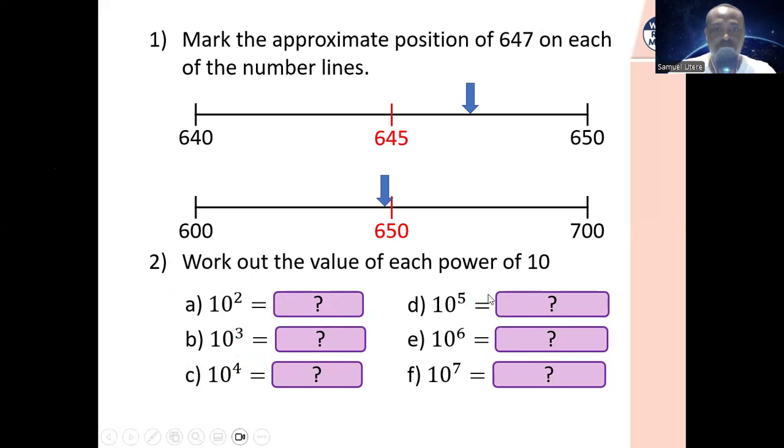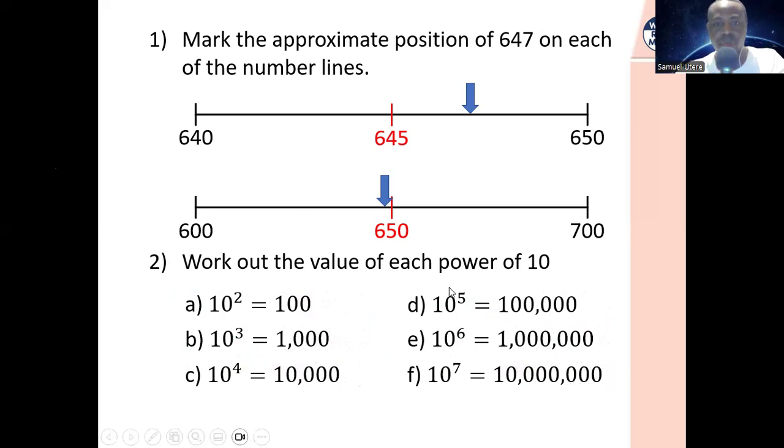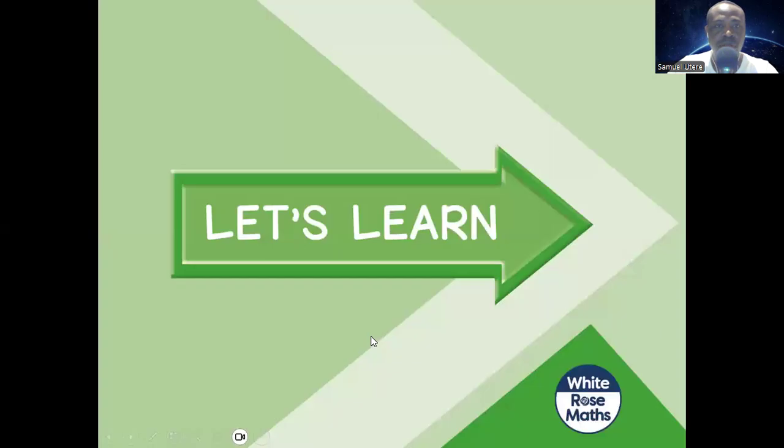All right, so here are the answers. You can mark your work really quickly. Okay, let's move on. Just before we move on, have you noticed that the number of zeros corresponds to the power number? So here, 10 to the power 5, we have 5 zeros. Okay, just take note of that.